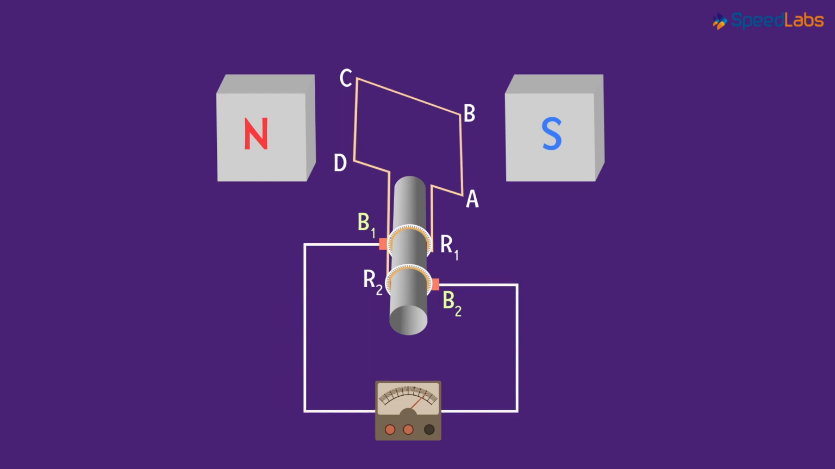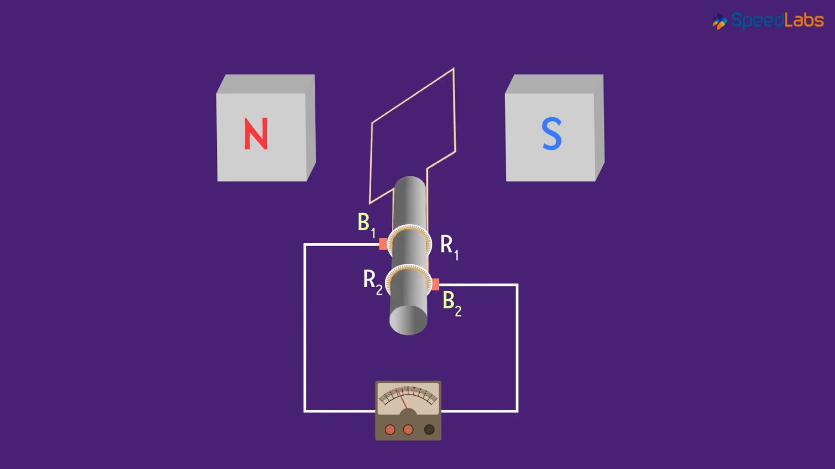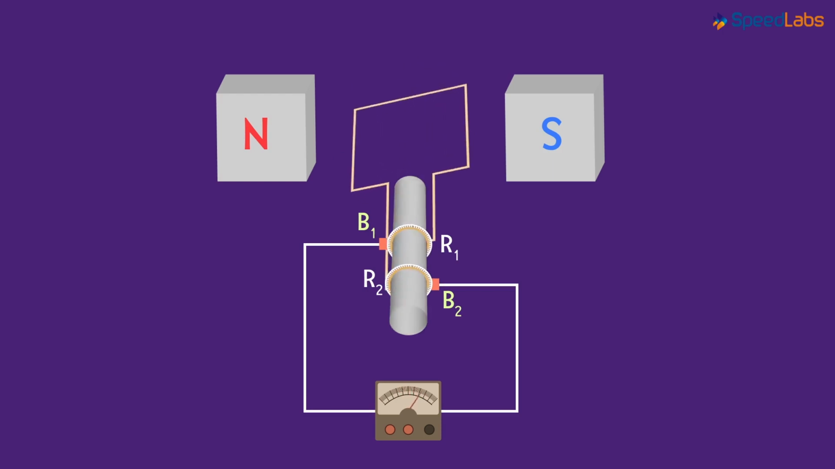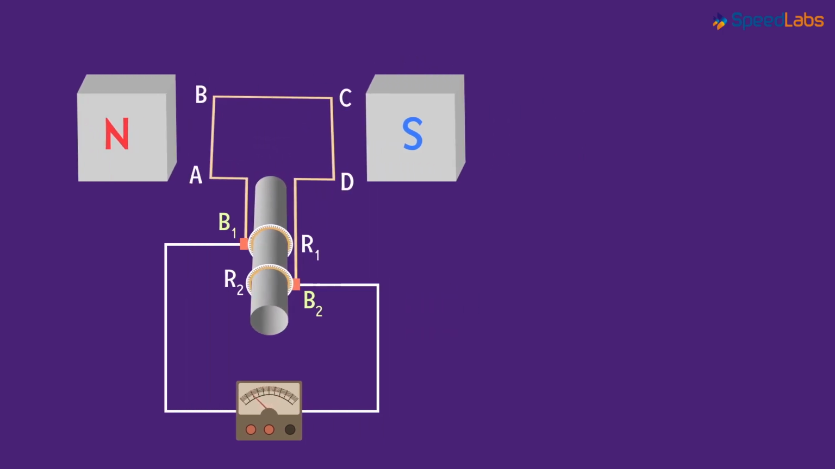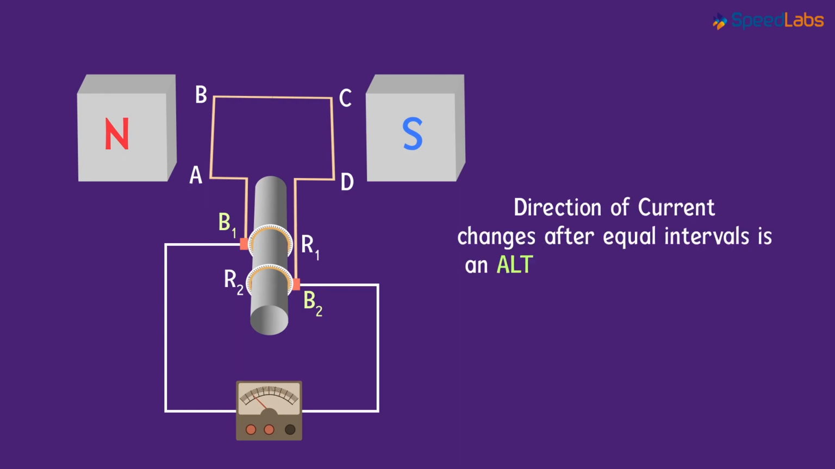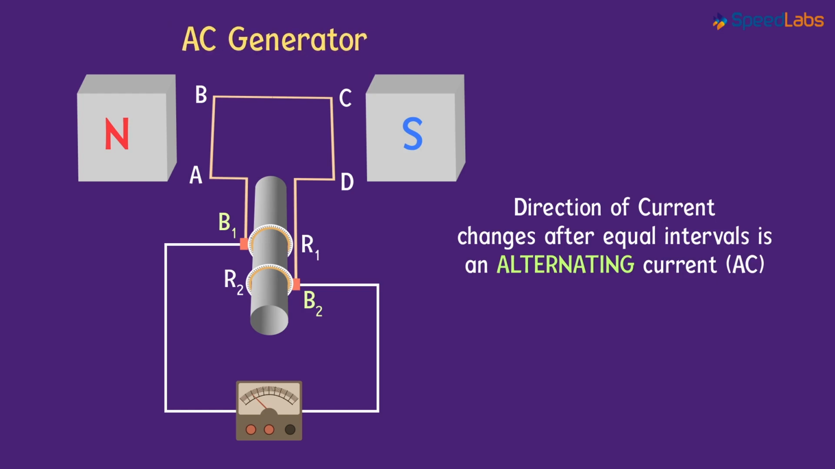And in a similar way, after every half a rotation, the polarity of the current in the respective arms changes. This kind of current, which changes direction after equal intervals, is called an alternating current, which is why this device is called an AC generator. What if we want DC current?